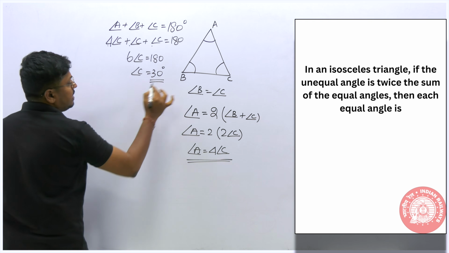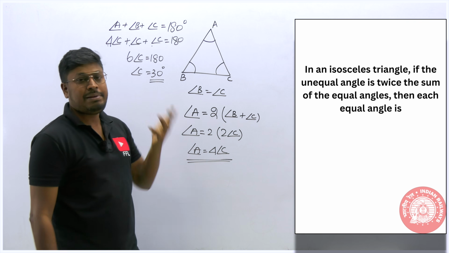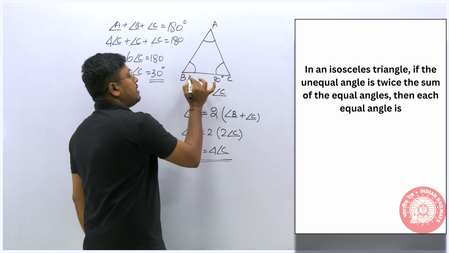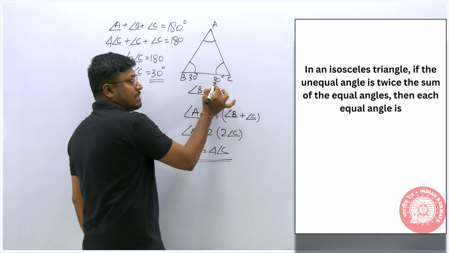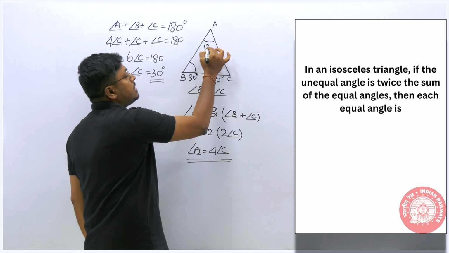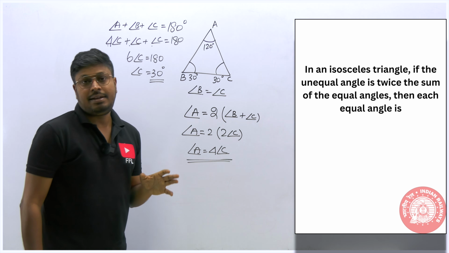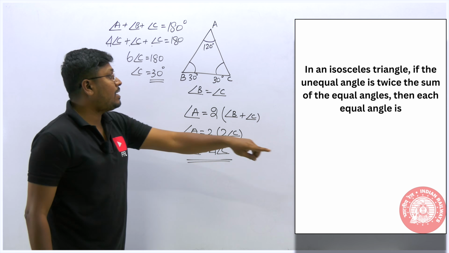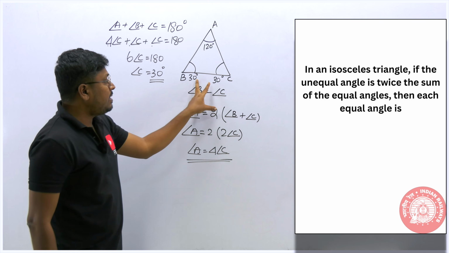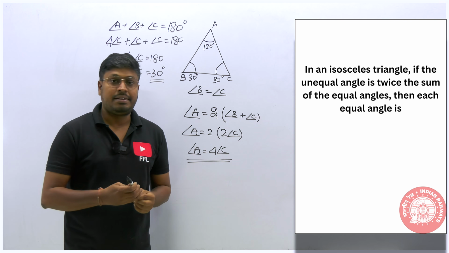So finally we can say angle C is 30 degrees. If angle C is 30, B will also be 30. Why? Because both angles will be the same. So 30, 30, that's 60, and angle A is 4 times 30, which is 120 degrees. If these two are 60, then this will be 120 degrees. Only then can we say the total angle will be 180 degrees. Our target is to find each equal angle, which are these two angles. So 30 degrees will be the answer for the question, right?